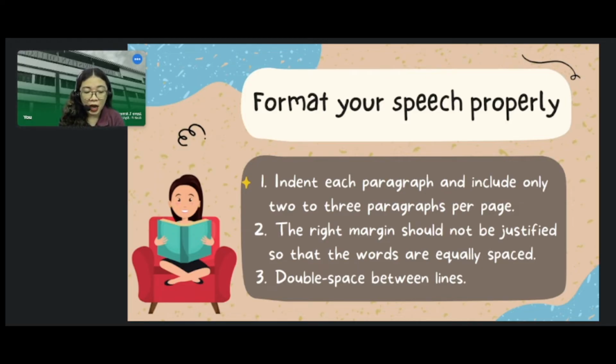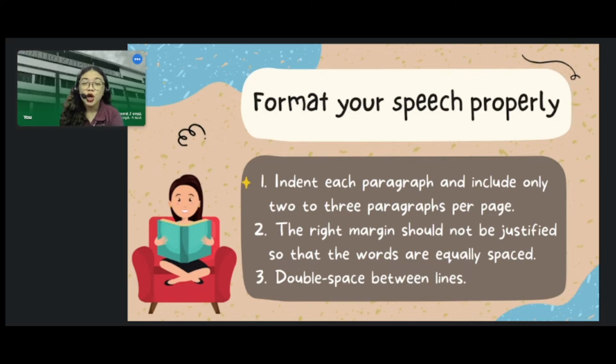First, indent each paragraph and include only 2 to 3 paragraphs per page. Indent, I know that all of you already know how to indent each paragraph. Next, the right margin should not be justified so that the words are equally spaced. So, in the right margin, di ba, since our elementary days, we already learned how to use sulating formal, sulating di formal. Doon pa lang naturuan na tayo, 'di ba? On how to write speech or on how to write paragraphs.